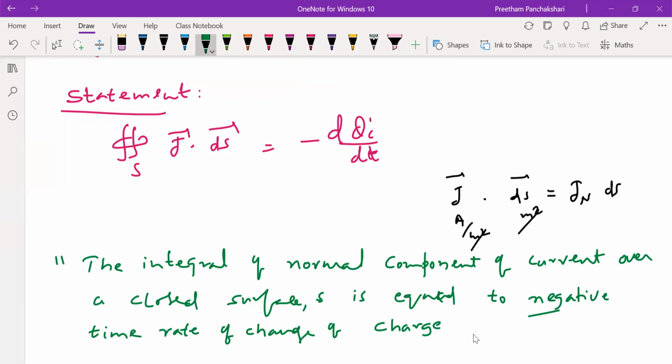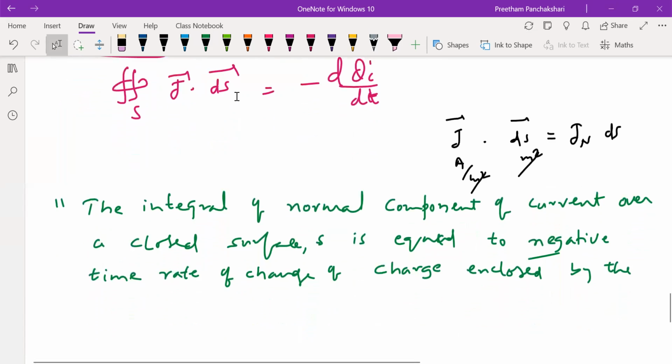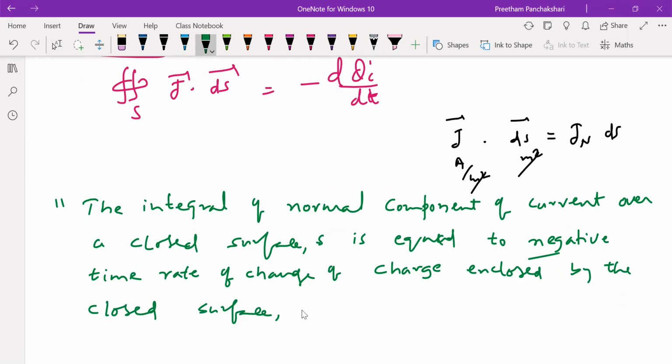Which charge? Enclosed by the closed surface. Surface is enclosing the charge. Charge enclosed by the closed surface. Say yes. This makes the statement, mathematical statement of the continuity equation of current.